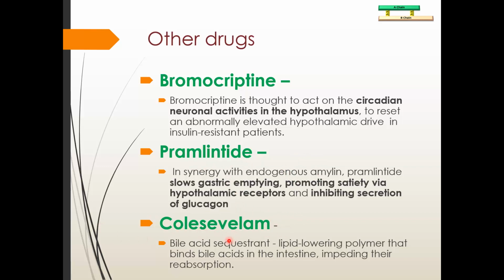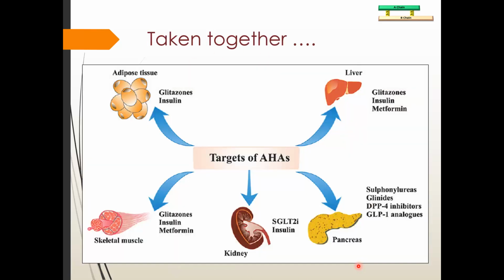And colesevelam, basically this is a drug for hypercholesterolemia and it is a bile acid sequestrant. So it is a lipid lowering agent, but it has been shown that there is some altered bile acid metabolism in type 2 diabetes mellitus patients. So if we give this bile acid sequestrant, it helps in glucose metabolism, probably by increasing glucose sensing receptors. So all of these can be used, but they are not first line drugs.